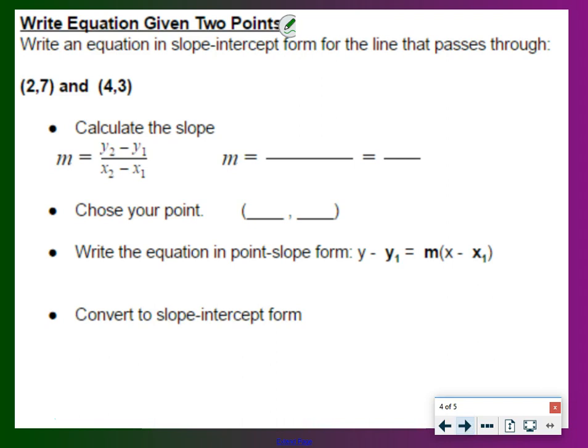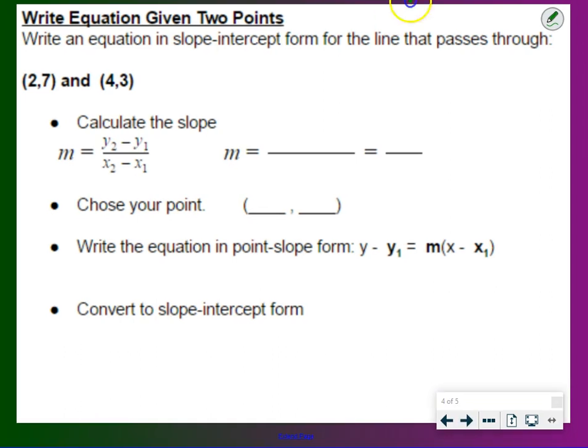Write an equation given 2 points. We want to write an equation in slope-intercept form for the line that passes through (2, 7) and (4, 3). Now, we did this in our first lesson. However, there was always a point with a 0, like (0, 7). Right now, we don't have any points where x is equal to 0. If we label our points x1, y1, x2, y2, neither of our x's are zeros. So we have a new process for this, and this is what we're going to have to do.